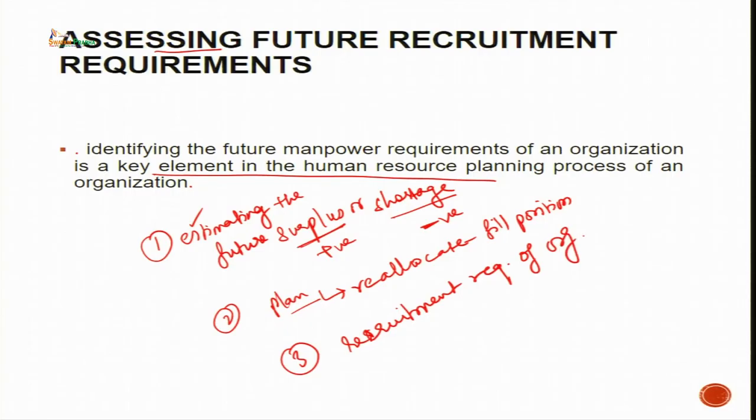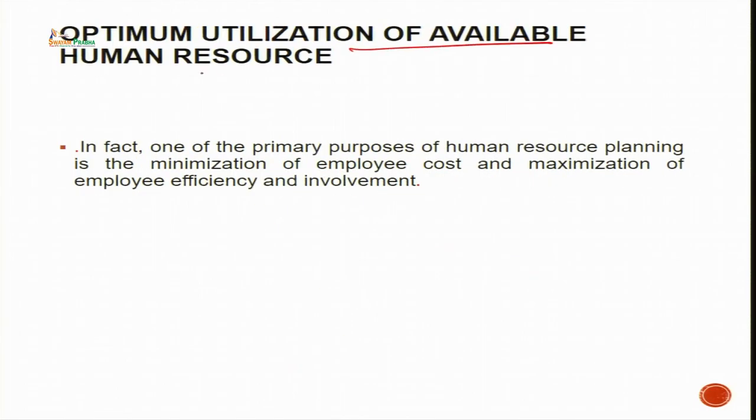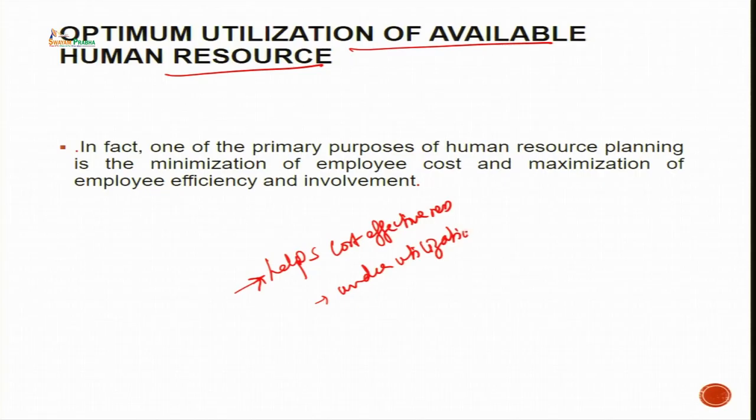After assessing the future requirements, then comes the optimum utilization of the available human resources. Here employees are certainly the precious assets of the organization. And human resource planning helps in achieving cost effectiveness by optimizing the utilization of these assets. In contrast, when lack of human resource planning is there, often the result is underutilization of human resource which is available, and thus it leads to increase in cost of labor. In fact, one of the primary purposes of human resource planning is to minimize the employee cost and maximize the employee efficiency and involvement. This is what we call optimum utilization of available resources.